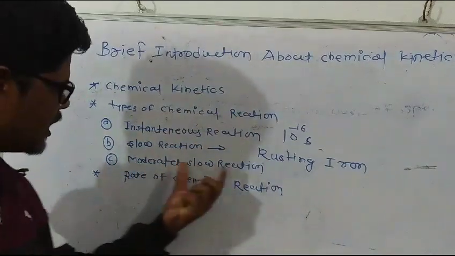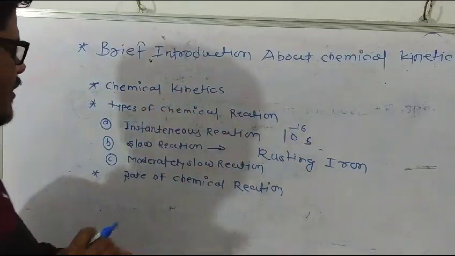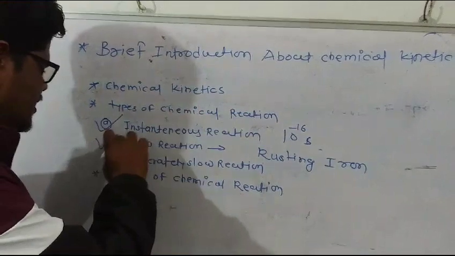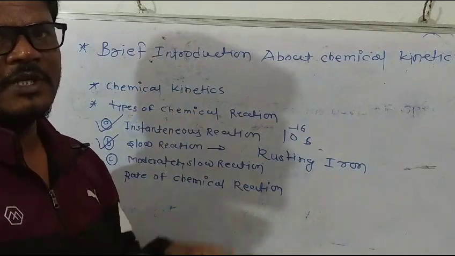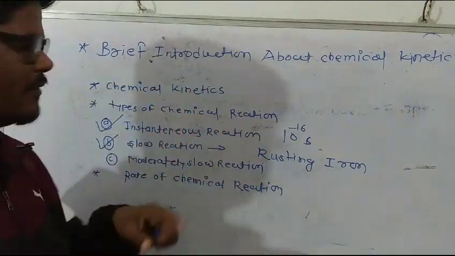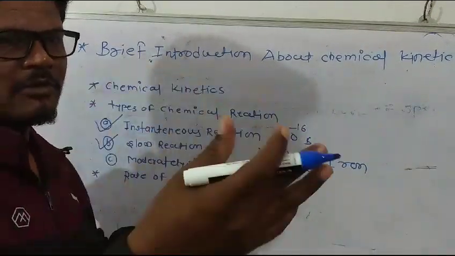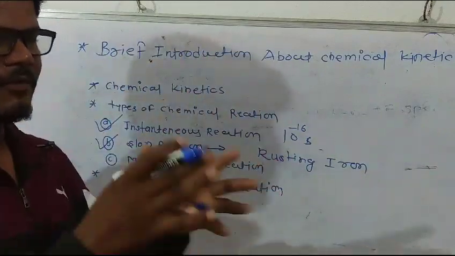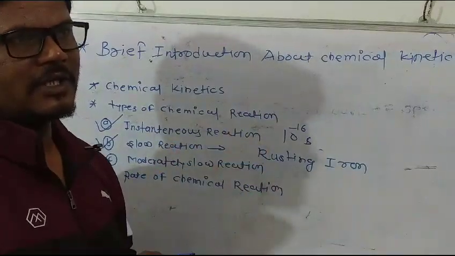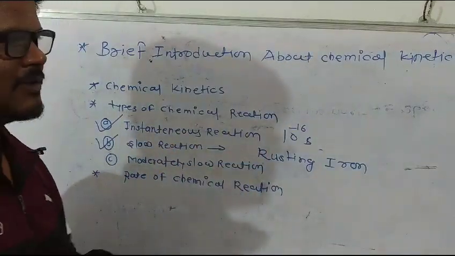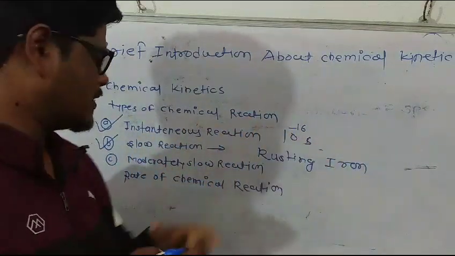After that, moderately slow reaction, which is very important for us, because in chemical kinetics we don't want to study the other two types of reaction. We only try to understand the reaction which falls between the instantaneous reaction and the slow reaction. The reaction which is not very slow and not very fast is called a moderately slow reaction. Most of the reactions in inorganic chemistry, like the formation of ammonia, are moderately slow reactions.